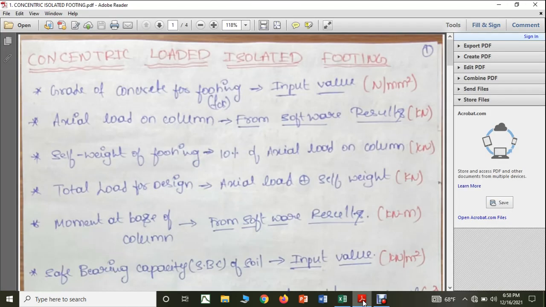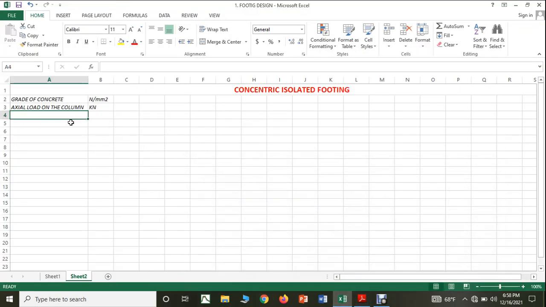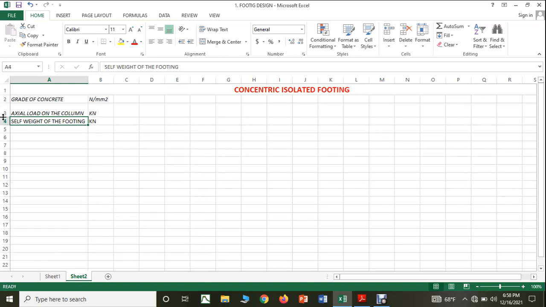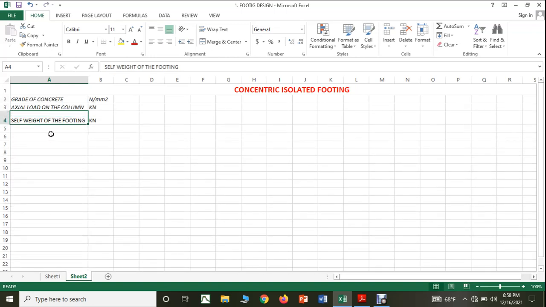So the next step is self weight of the footing. The self weight of the footing will also come in kilonewton only. This is not an input value, this is an auto calculated value. This is the one which will be calculated, no need to enter by us. Then how to do that?